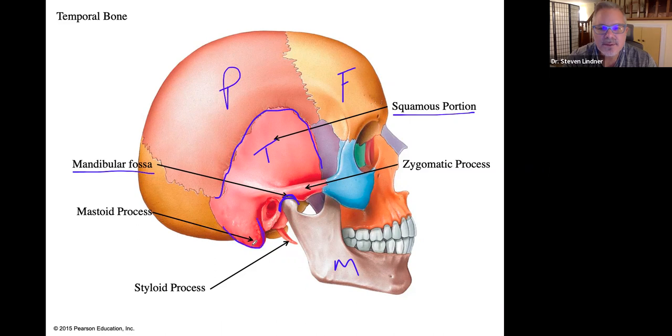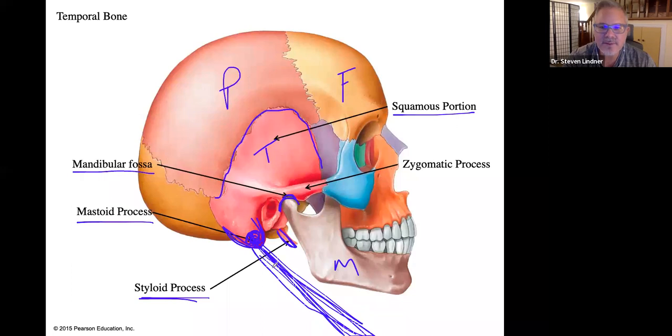This part is the mastoid process, and the thin, sharp, tooth-looking structure right there is the styloid process. The mastoid process is really important because a muscle attaches right there. It goes from the sternum and the clavicle to the mastoid, and we call that muscle the SCM, which stands for the sternocleidomastoid. There's the mastoid portion.